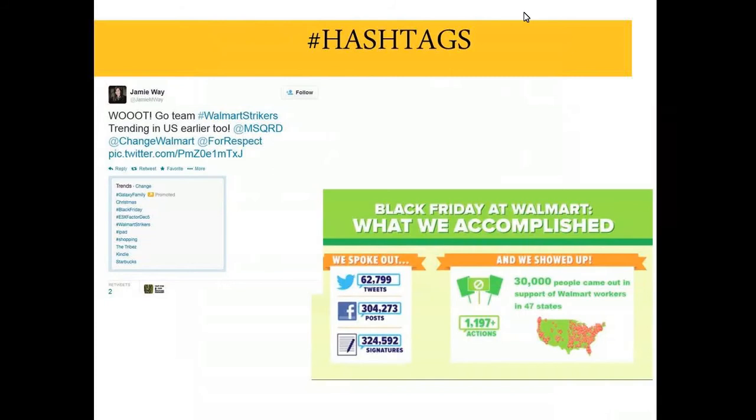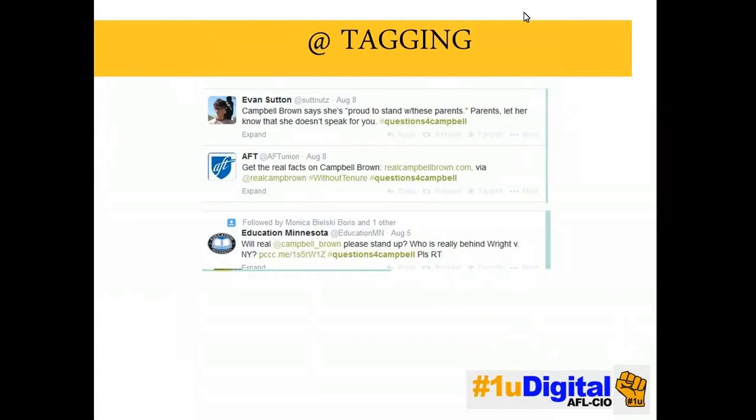So here's another couple of great examples. Being able to share successes and then point back to the hashtag, so people who've been following it can see the results, really helps to keep that dialogue going. Tagging is also a wonderful tactic, in addition to using hashtags.